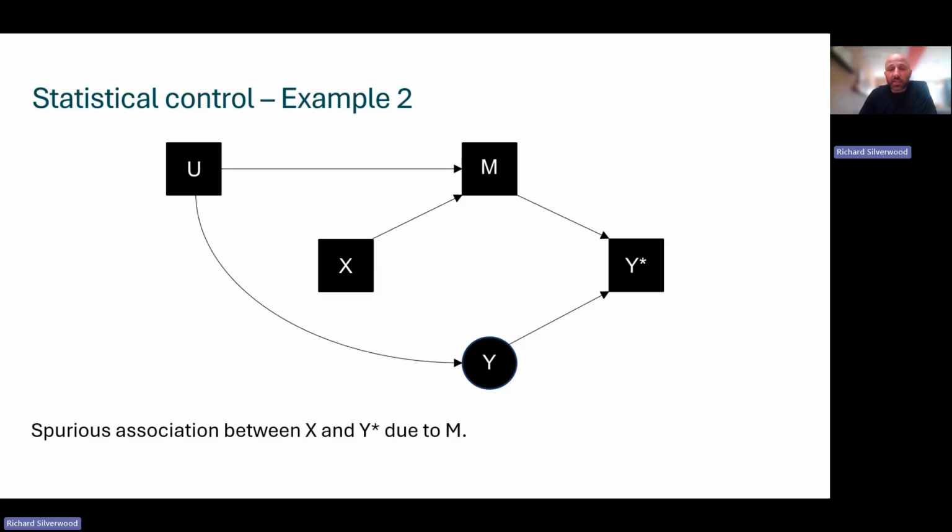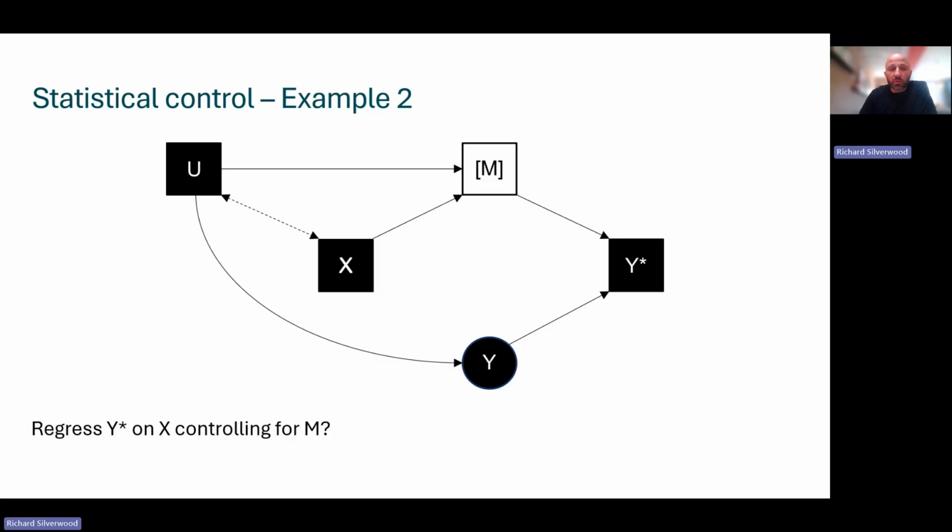We can solve this particular issue in exactly the same way by controlling for M. So perhaps including M in our regression model of Y star on X. But by doing so, in this example, we create an additional problem for ourselves. So here, M is a collider for U and X. And as George has already told us, if we condition on a collider, so here we condition on M, then we induce a spurious association between U and X.